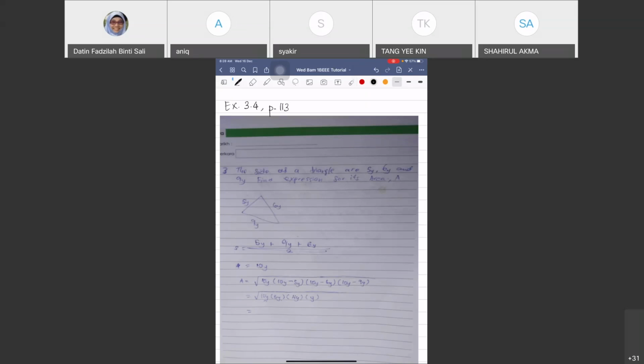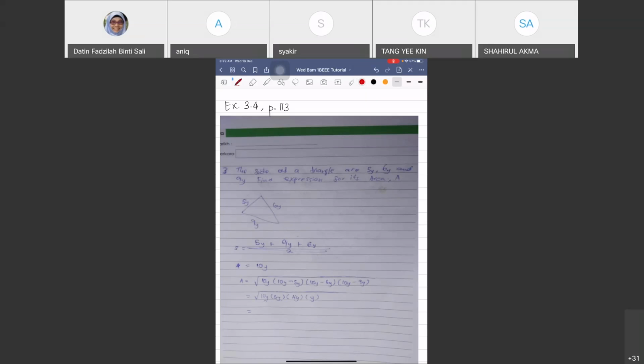The sides of a triangle are 5y, 6y, and 9y. Find an expression for its area A. Basically, this one is the same as questions 1 and 2. It's just that in question 3, the lengths are given in terms of expressions, not just one real number like questions 1 and 2, but in terms of expressions like 5y, 6y, 9y, with the variable y. It is actually the same, using Heron's formula to find area. It's just that the question is asking you to find area in terms of an expression, because there's a variable y here.